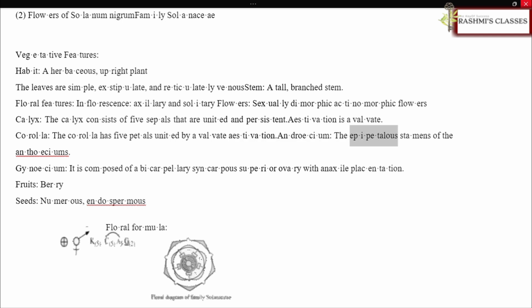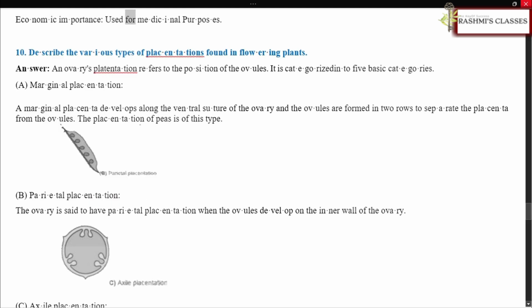Androecium: the epipetalous stamens. Gynoecium: it is composed of a bicarpellary syncarpous superior ovary with an axile placentation. Fruits: berry. Seeds: numerous, endospermous. Floral formula. Economic importance: used for medicinal purposes.